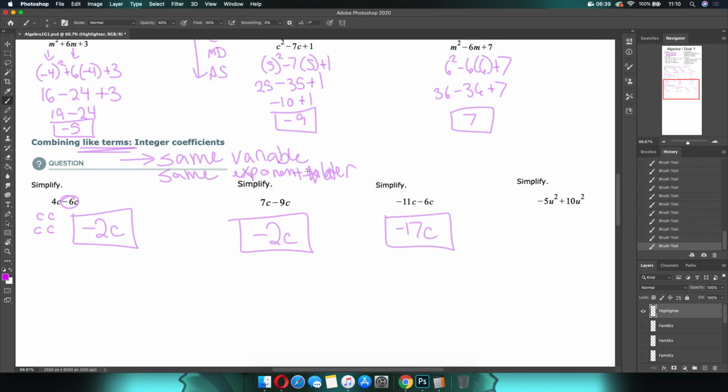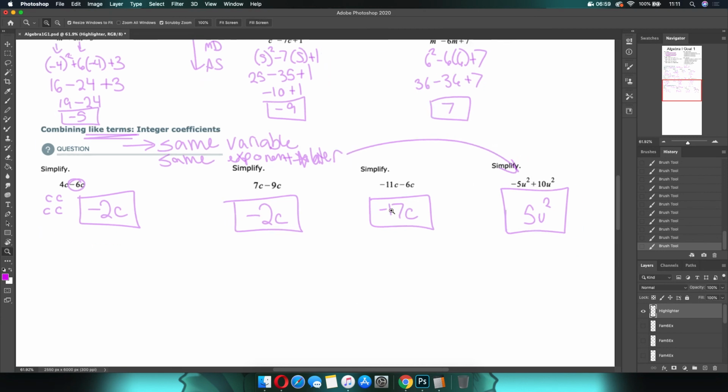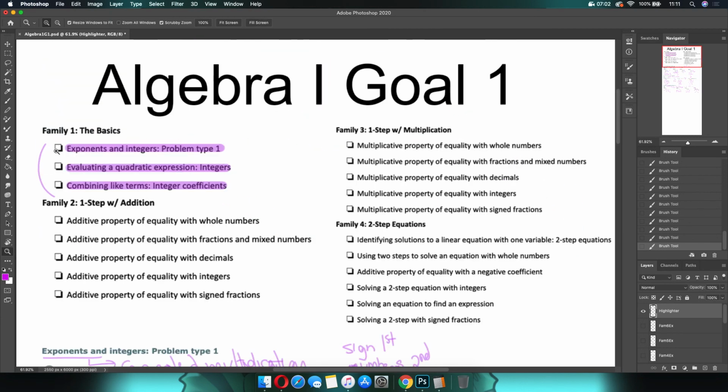Okay? And then here, again, exponents, they're the same exponents. You want to get comfortable with that. So u squared is still going to be there. And then negative 5 and 10, those are opposite signs, so we're going to subtract. 10 is the sign that dominates, which means this is positive 5u squared. So those are some of the basics that we're going to be looking at for Algebra 1, Goal 1. Next up, we're going to start talking a little bit about equations, and again, we're going to take them in very small incremental steps, get you comfortable with them first before we start getting into slightly more complicated stuff.